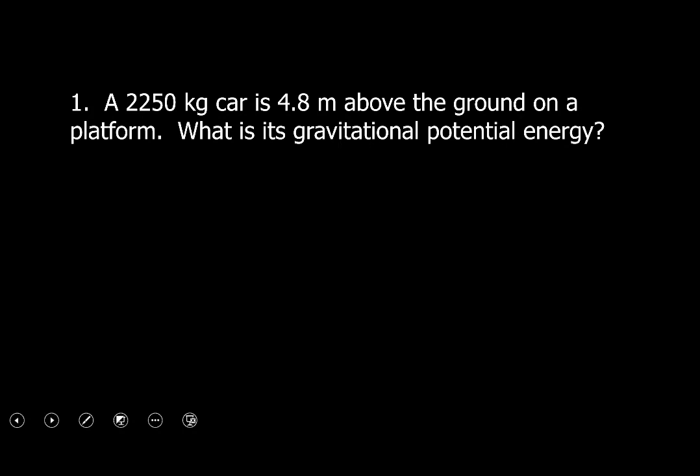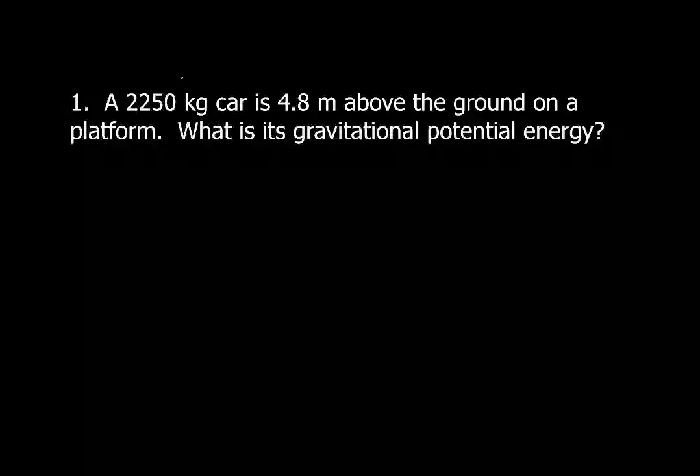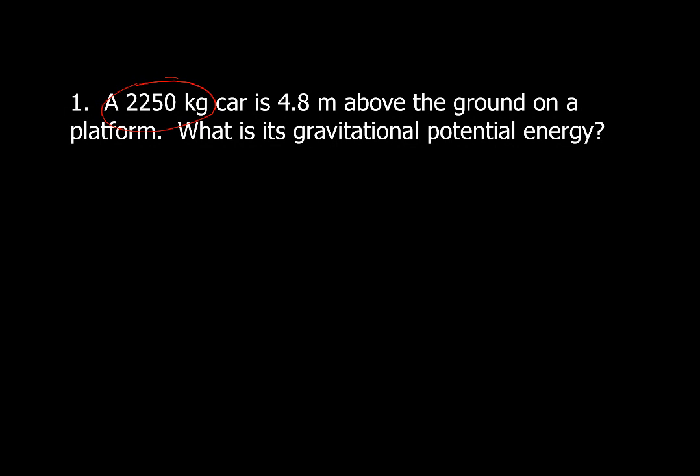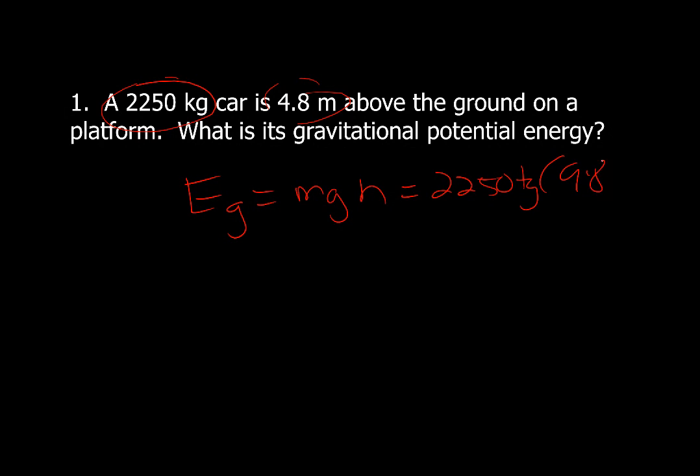All right, so that's the note. Now just some examples on how to use it. A 2,250 kilogram car, 4.8 meters above the ground. What's the gravitational potential energy? Should be a piece of cake. Eg equals mgh, which is 2250 kilograms times 9.81 times 4.8 meters.